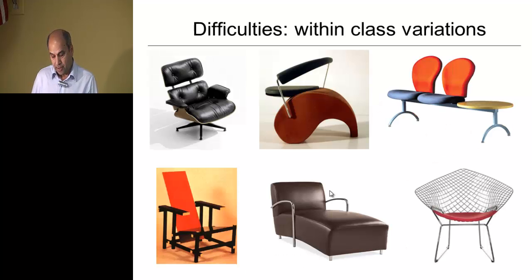Okay, so let's take an example of a chair. Now these all are chairs, and you see that within the chair class there's a lot of variation, and that is the problem. Okay, so this is called intra-class variation. Inter-class variation will be the variation between a chair and a motorbike, for example.